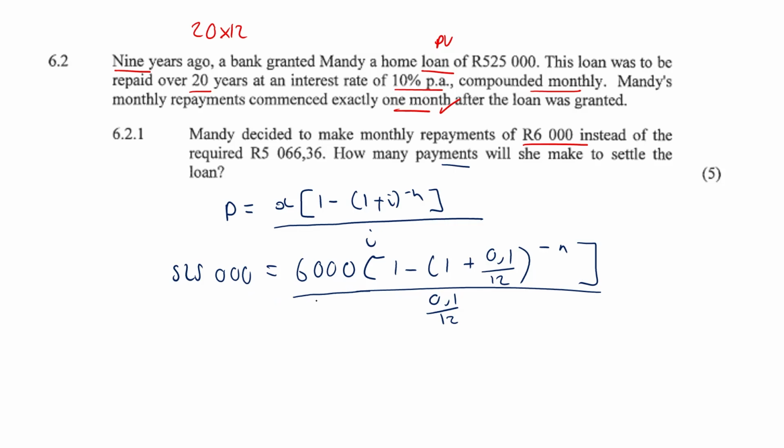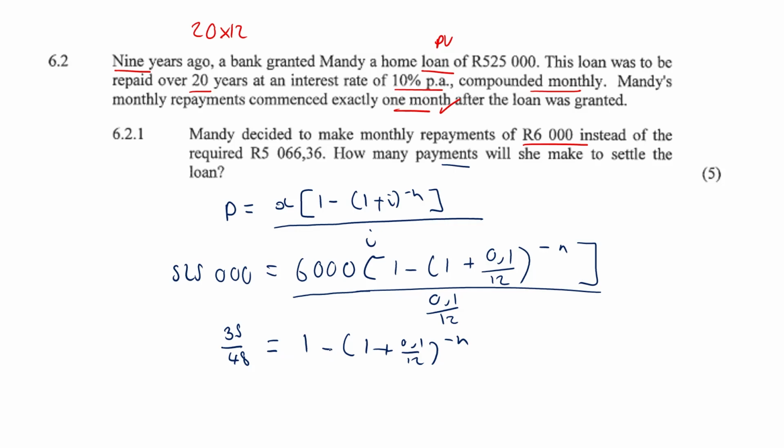So 525,000 times 0.1 over 12. Get that answer, divide through by 6,000. And you will get 35 over 48. What's left? 1 minus, open a bracket, 1 plus 0.1 over the 12, and we still don't know what n is. So this is a little bit ugly. Let's just get rid of this plus 1 and the minus. So this positive 1 on the right-hand side, when we take it over to the left, it is going to become a negative. So that is 35 over 48 minus 1.